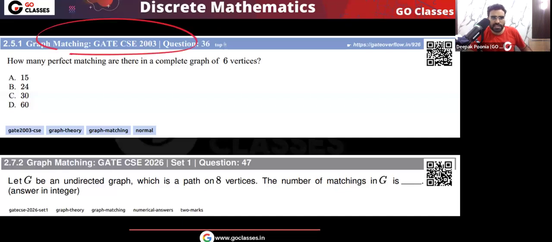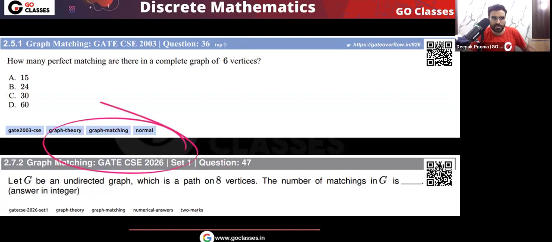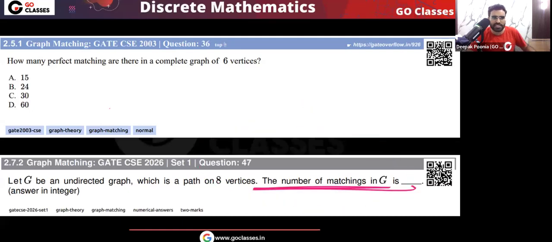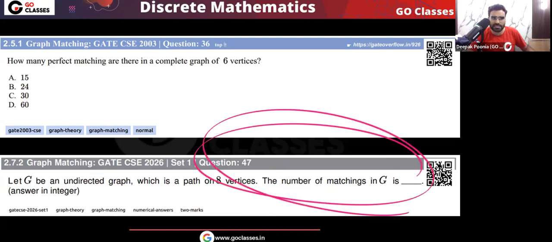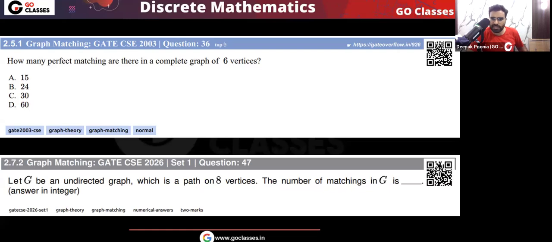You can see this is a GATE 2003 question, where they are asking the number of perfect matchings in the complete graph on 6 vertices. So here they are asking you to count the number of perfect matchings. In this GATE 2026 question, they are asking you to count the number of matchings in a path graph on 8 vertices. This is the latest question in GATE 2026.